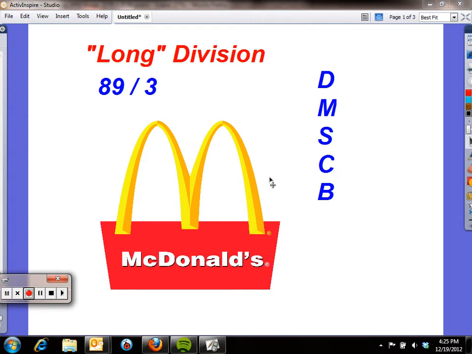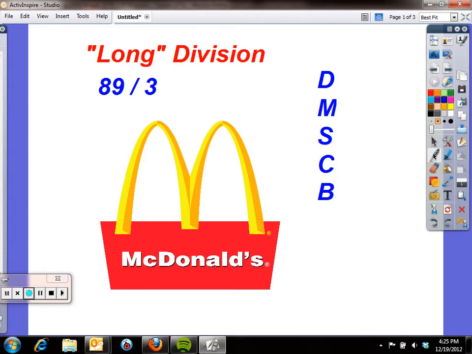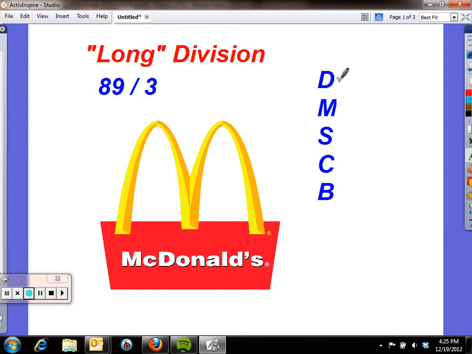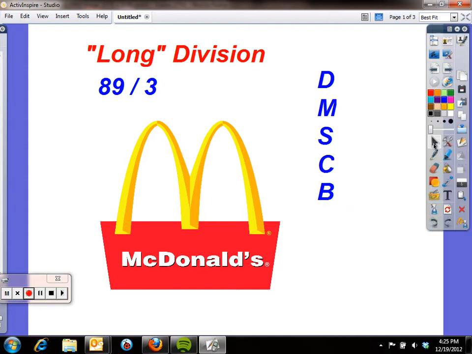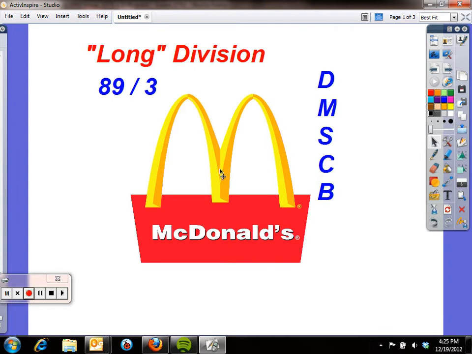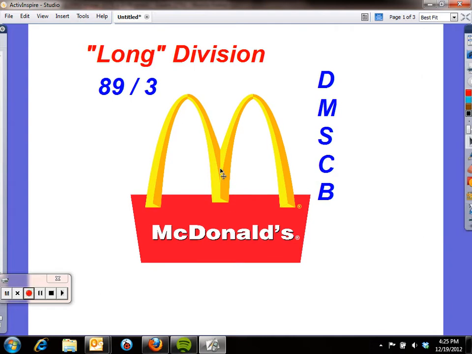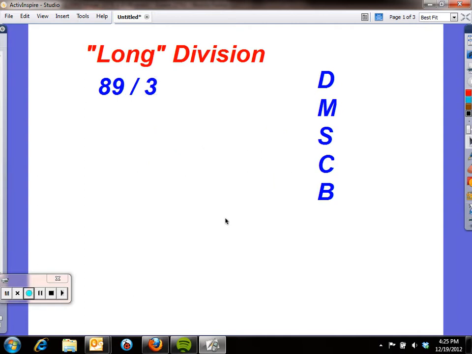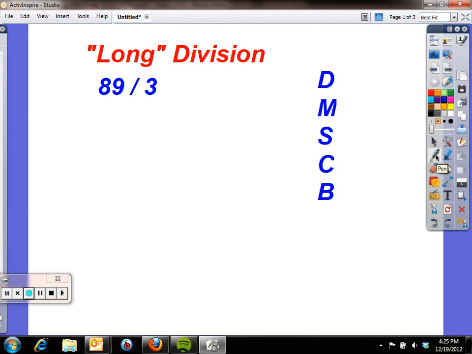So long division, we start by in class creating a cheat sheet, we do this on an index card, and students write D, M, S, C, B. And that, of course, stands for, does McDonald's serve cheeseburgers? And that's the way that we remember the order that we go in when we do our division. But of course, McDonald's doesn't have anything to do with math in this case, and that's just kind of a fun way to remember these letters.